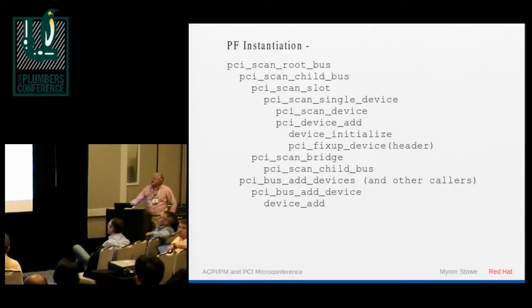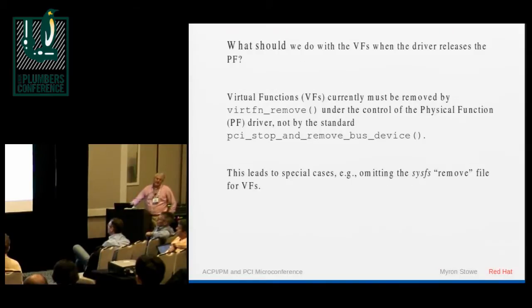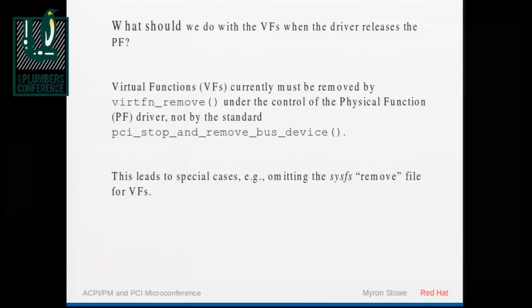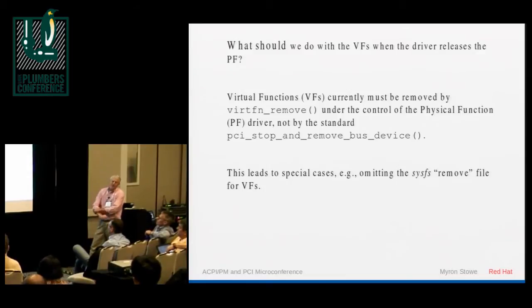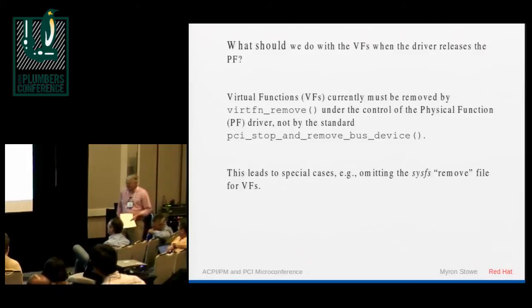These two slides are just showing some of the call paths of instantiation of the PF and VF. So when you go home and you're thinking about this problem and you're going to work on it, you can look at those for reference. We're not going to go through those. But what should we do with the VFs when the driver releases the physical function? Currently the VFs are only torn down if the physical function driver explicitly does it.